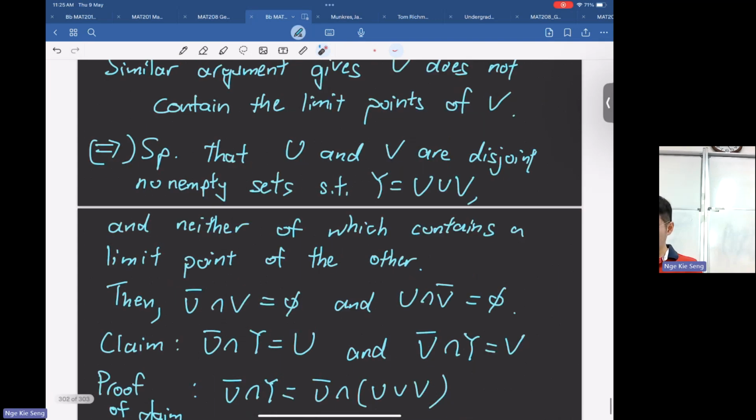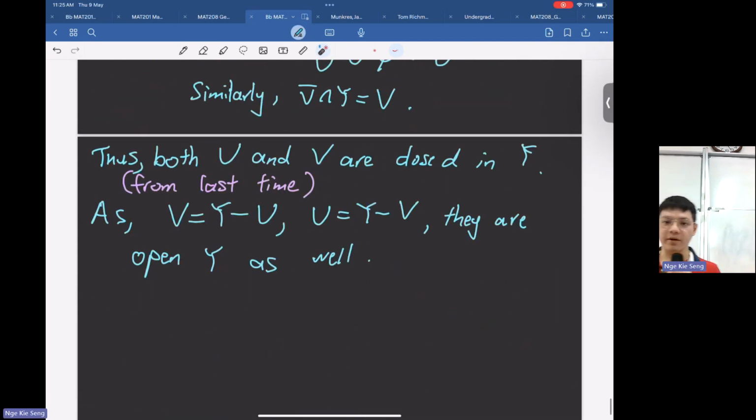Yeah, it's not connected. Okay, it's not connected. It's a separation for Y. Okay, so far so good. Okay, we will see some examples pertaining to this theorem and also the definition of connected.